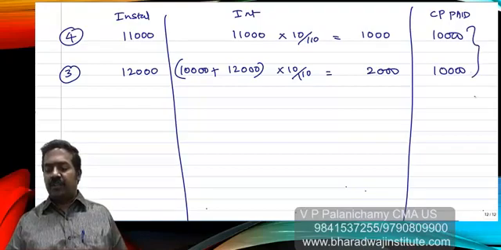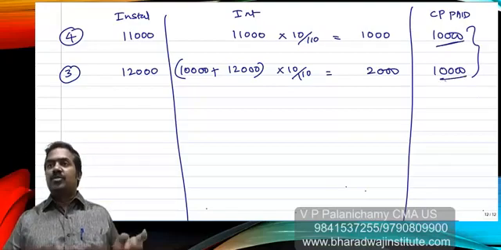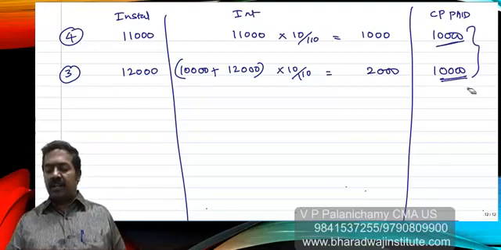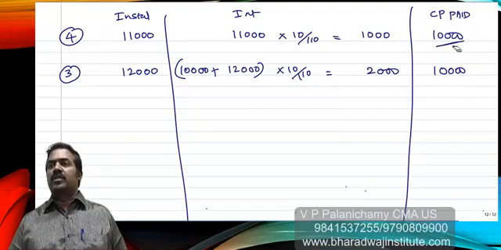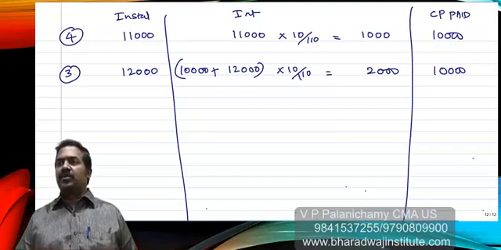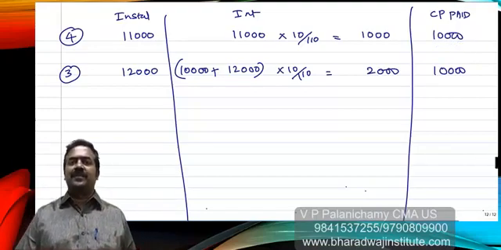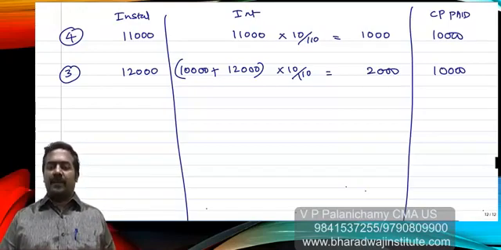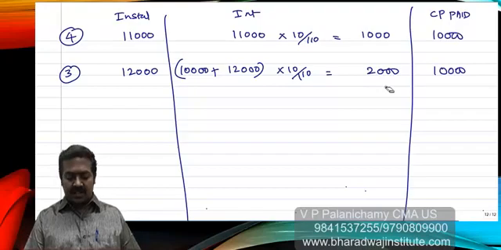This last 10,000 is paid in the fourth year. This is paid at the third year end. So at the beginning of the third year, how much would have been outstanding? Both amounts would have been outstanding. 20,000 would have been outstanding. 20,000 into 10%, how much? 2,000 interest will come. I'll come back to the verification once more.